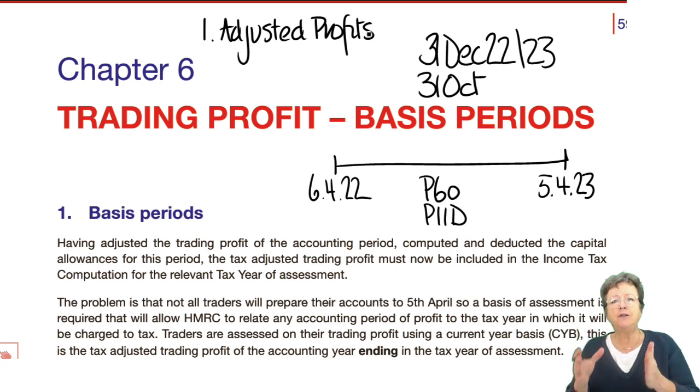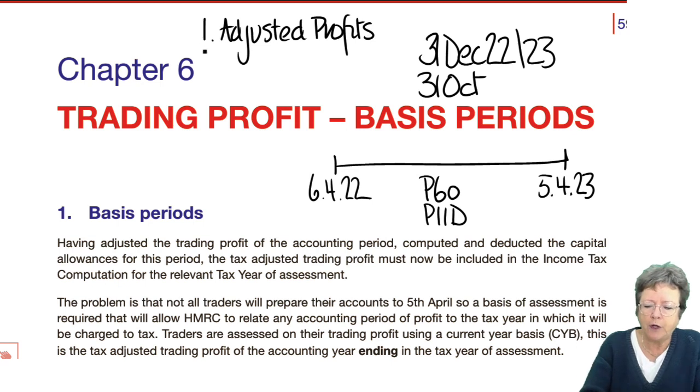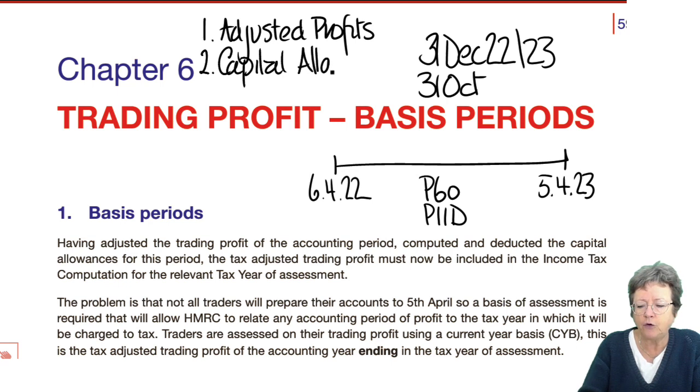And you need to have understood that chapter before you deal with any more of this. So if you haven't done that chapter, then you need to stop this lecture now, go back and do the adjusting profits chapter first. Otherwise, some of this might not make sense. Okay. We also did capital allowances, which we then took off our adjusted profits.